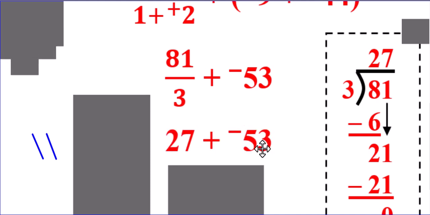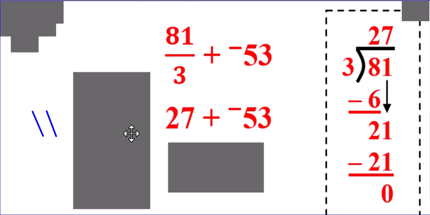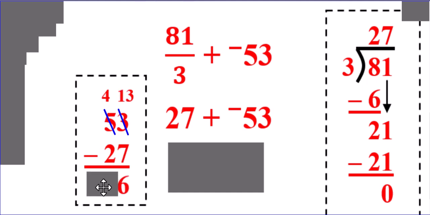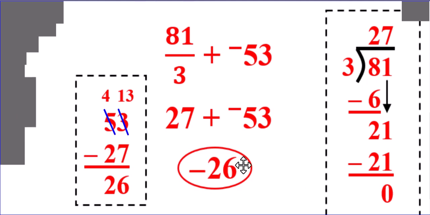Bring down the plus negative 53. A positive plus a negative, you're going to subtract off to the side. This is going to take some borrowing. So the 5 becomes a 4. The 3 becomes a 13. 13 minus 7 is 6. 4 minus 2 is 2. And that's going to give you negative 26. Now, why is that negative? Because negative 53 has the bigger absolute value.